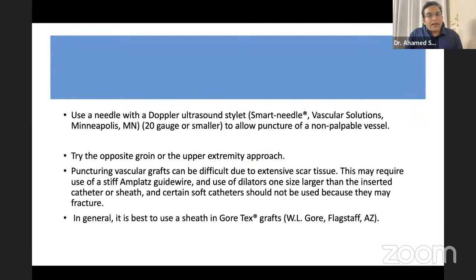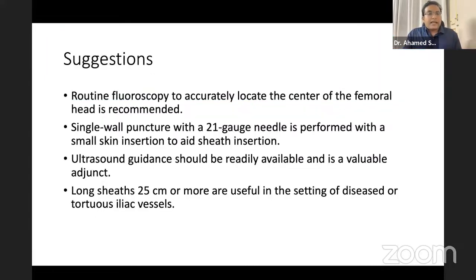Doppler ultrasound-style guidance can also be used, and try the opposite groin or the radial approach if you don't get the right femoral artery. Routine fluoroscopy is one suggestion, but the discussion now is that because of the increased radiation, it is ideal to avoid fluoroscopy during femoral puncture. Single wall puncture with a 21 gauge needle is performed with a small skin incision to aid insertion. That's another technique. Use ultrasound guidance when there is difficulty, and long sheaths if you feel there is disease, such as a tortuous iliac artery or disease within the iliac vessels.